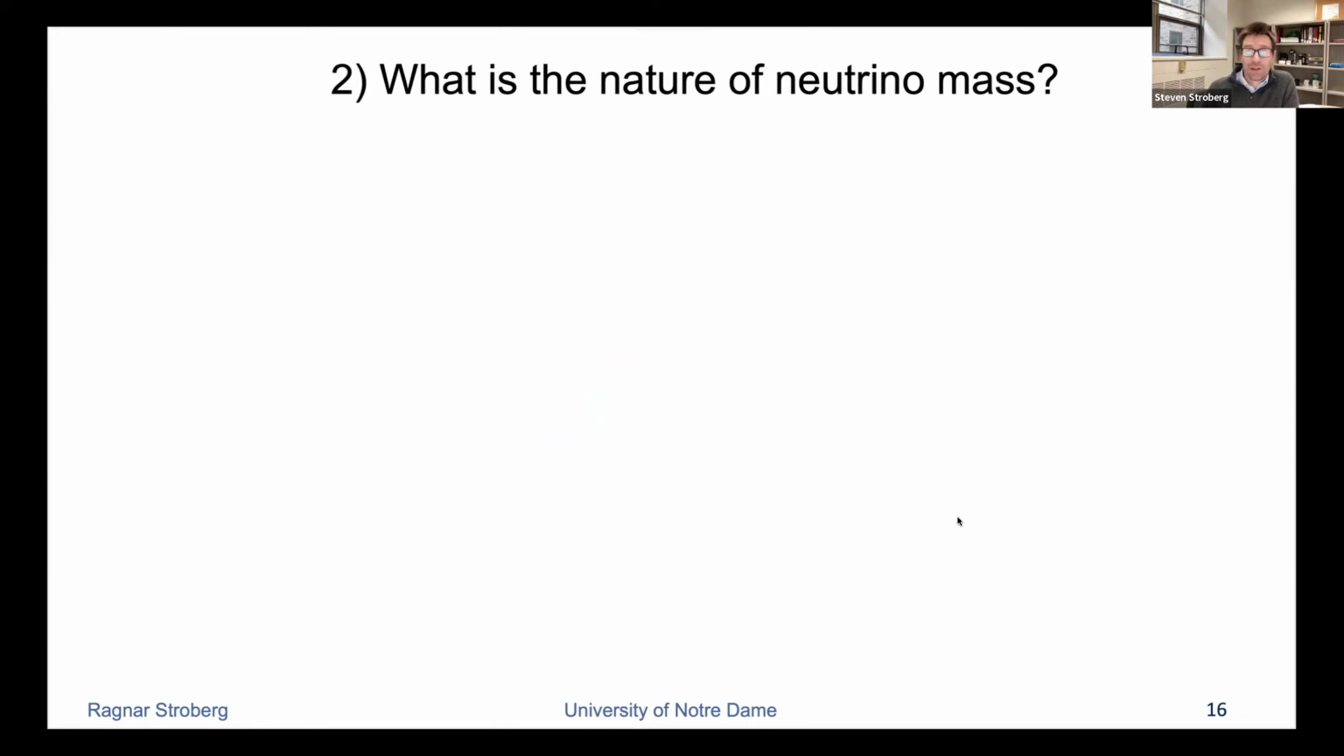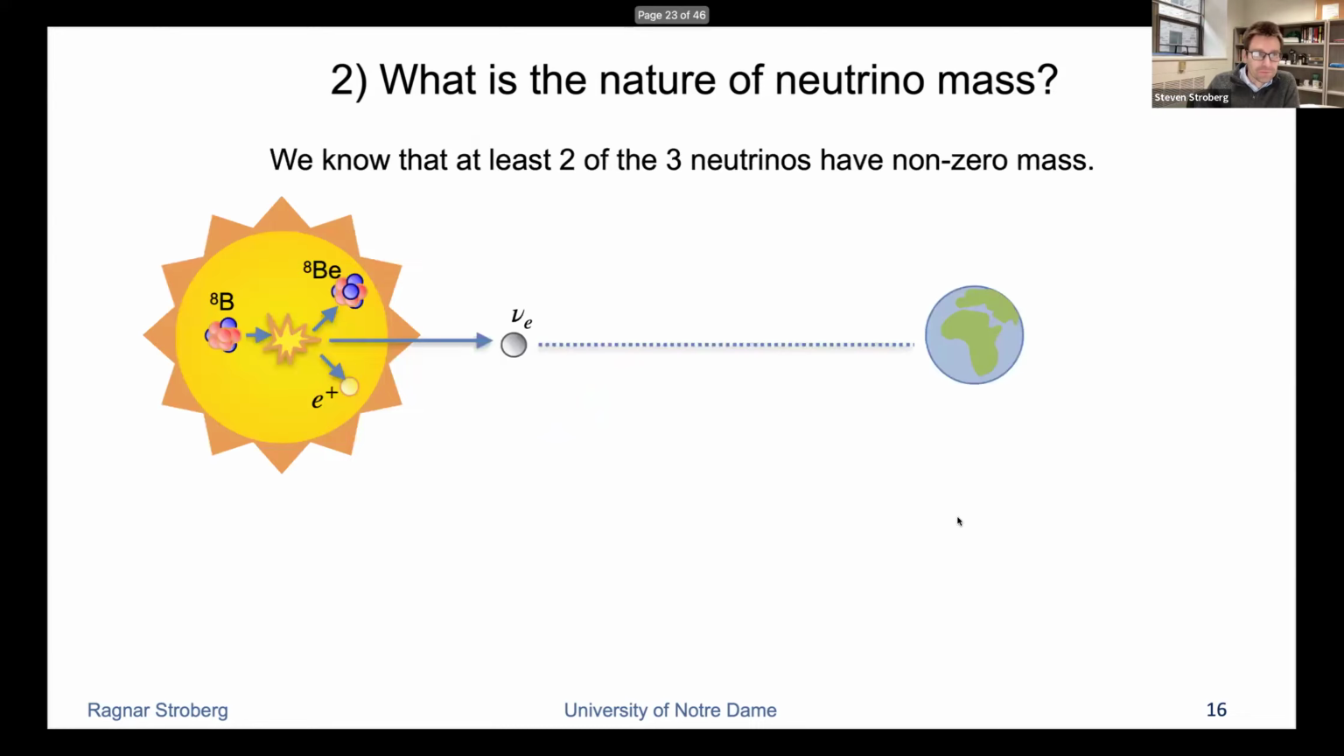So the next thing I want to talk about is neutrinos, and specifically the nature of neutrino mass. So we know that neutrinos have mass, or at least 2 of the 3 do. And basically we know this because if you look at neutrinos coming from the sun, they're produced in, among other things, reactions like this, where boron-8 turns into beryllium-8, and it produces a neutrino and an electron. The electron gets stuck in the sun, but the neutrino just passes right through and comes to us.